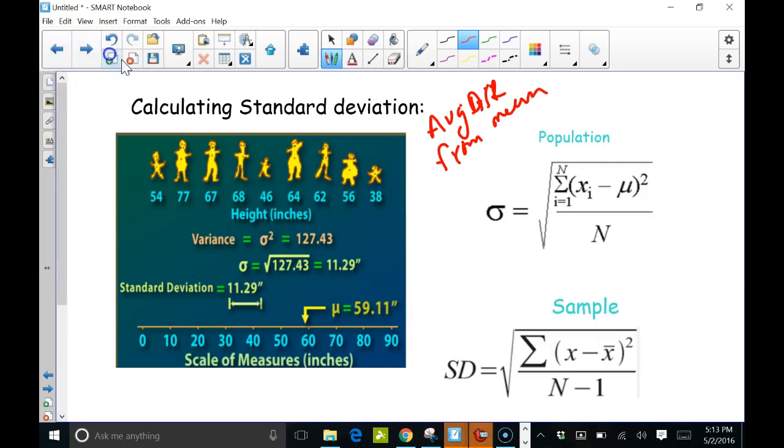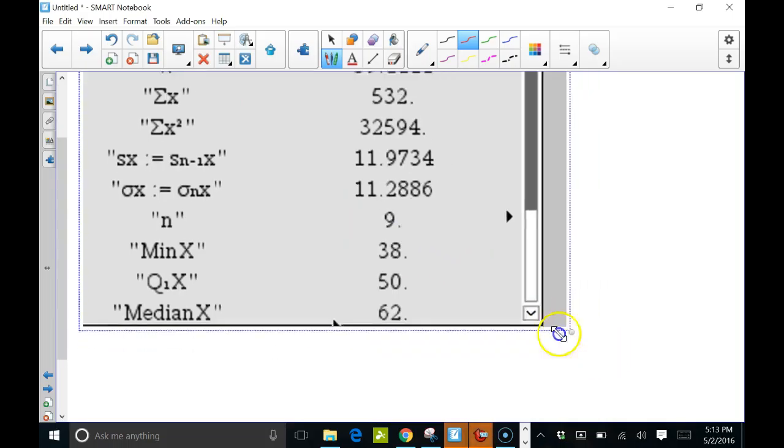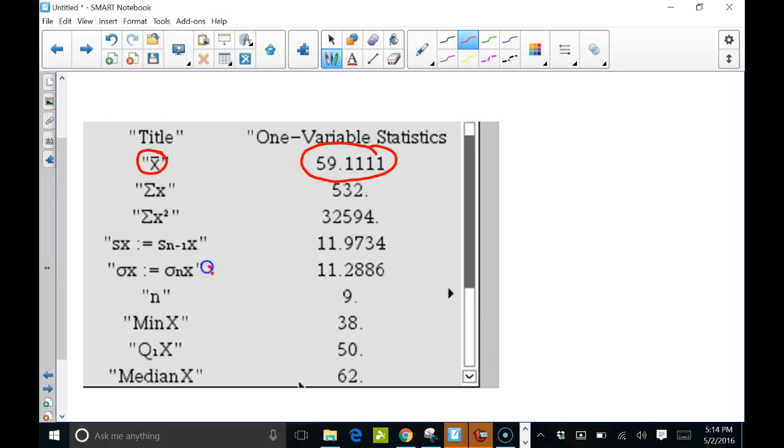Oh, sorry. Let's add a page. And let's make this smaller. Do you see, I told you the mean before was 59.11? There's your x bar. Now, there are two standard deviations. The one that we just got was about 11.28. That's sigma, and this is for a population.